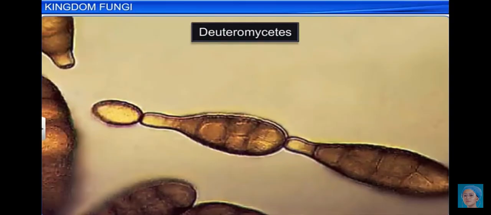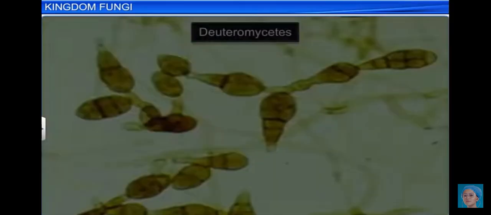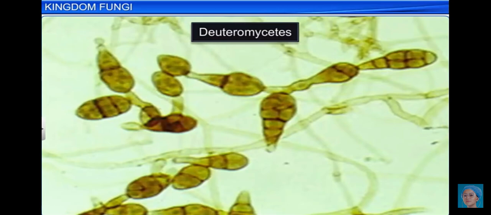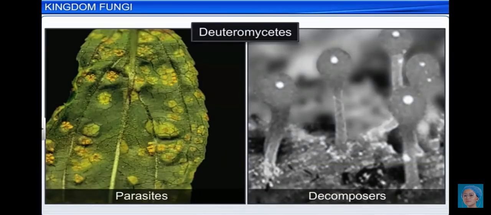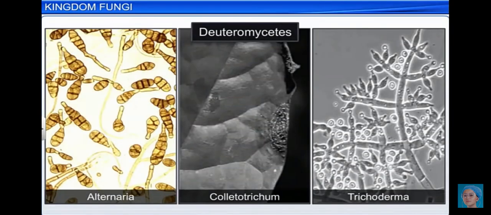Deuteromycetes reproduce only through asexual spores known as conidia. They too have a septate and branched mycelium. They are saprophytes or parasites, while a large number of them are decomposers, which help in mineral cycling. Alternaria, Colletotrichum, and Trichoderma are examples of deuteromycetes. Therefore, members of kingdom fungi display a diverse set of characteristics.